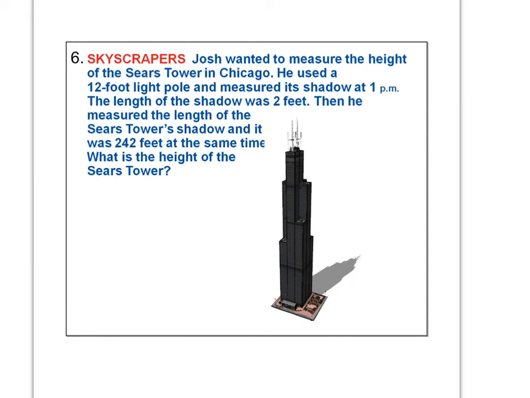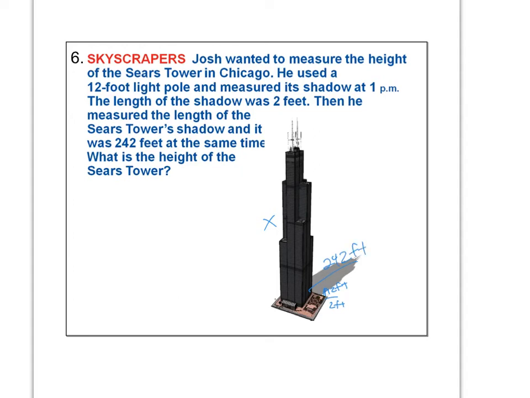So what we're going to do, you guys, is make a ratio. They've got this little tiny light pole down here, and it has a shadow of 2 feet, and it is 12 feet tall. And then we're trying to figure out the height of the Sears Tower, and its shadow is 242 feet.